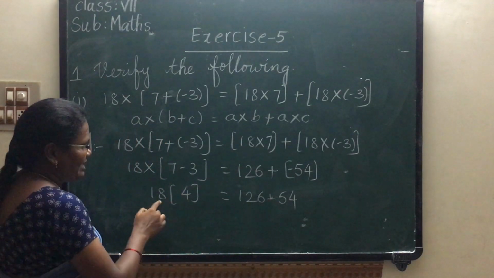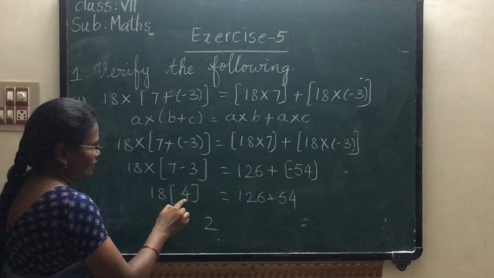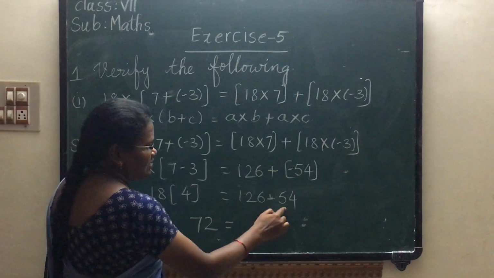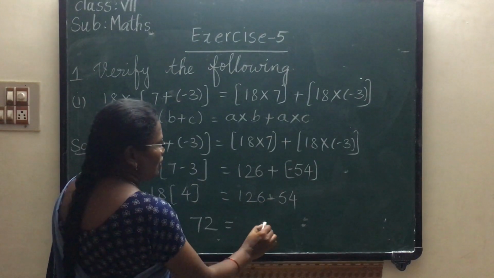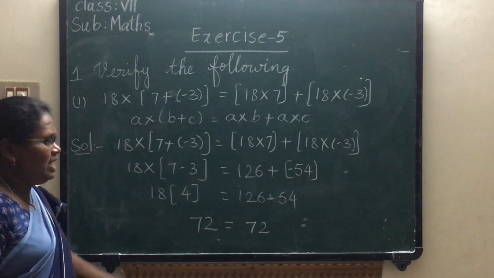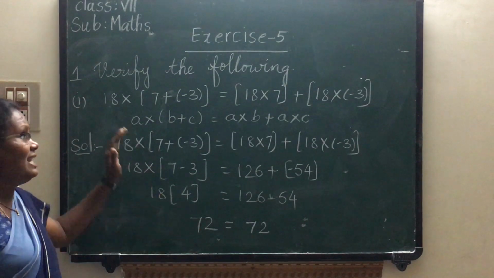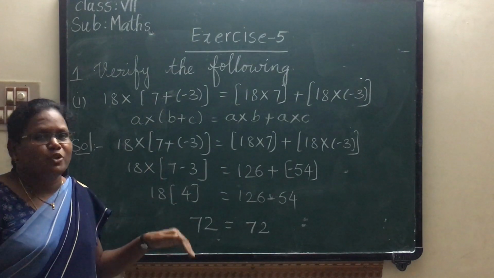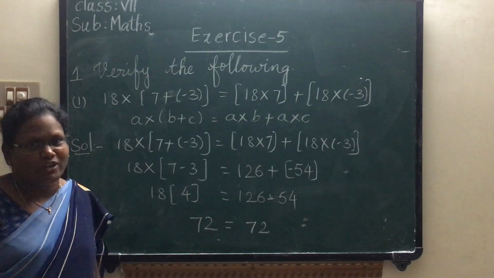18 into 4: 8 fours are 32, 3 carry, 4 ones are 4, 4 plus 3 is 7, so 72. 126 minus 54: 6 minus 4 is 2, 12 minus 5 is 7, so 72. 72 is equal to 72. This property is satisfied. LHS is equal to RHS is satisfied. Now the second sub question you will do at home. That is the homework for you.